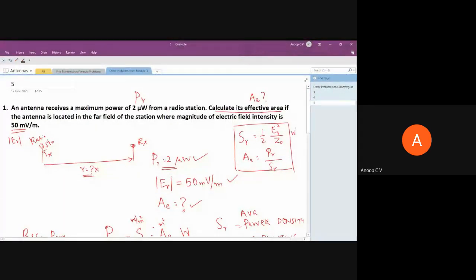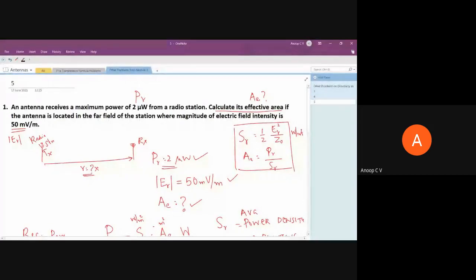These two equations, or these two concepts, are what you have to remember. The unit of power density is watts per meter square, and the unit of effective aperture is meter square. So always make it a habit to write units. That's all about that question.